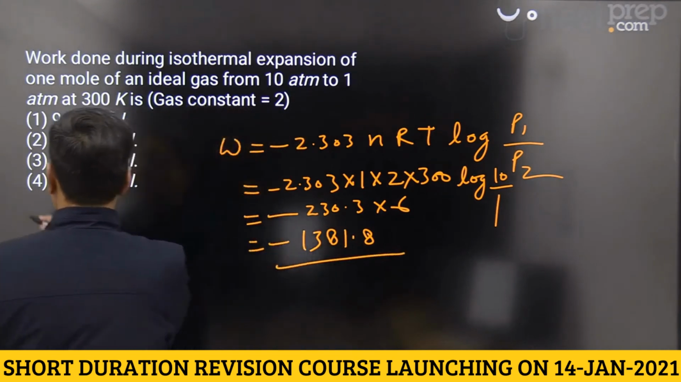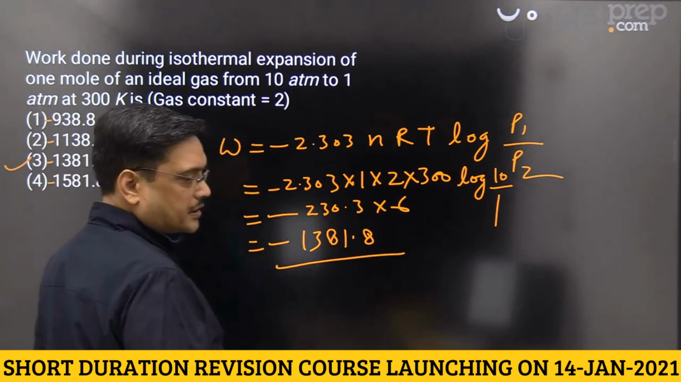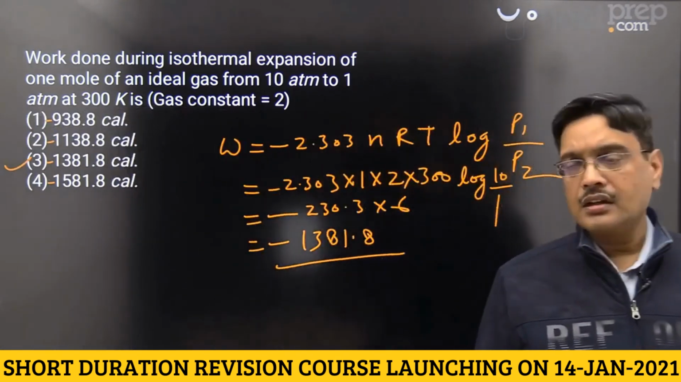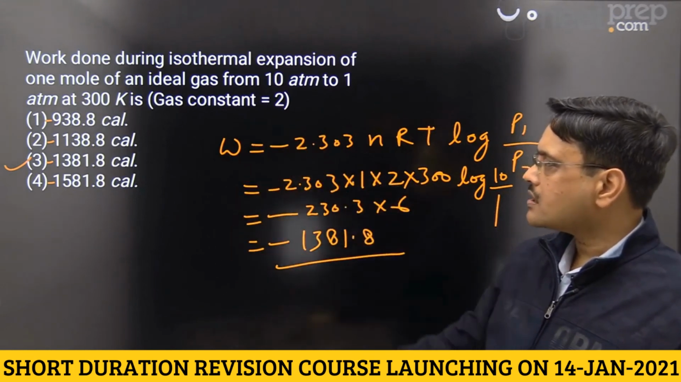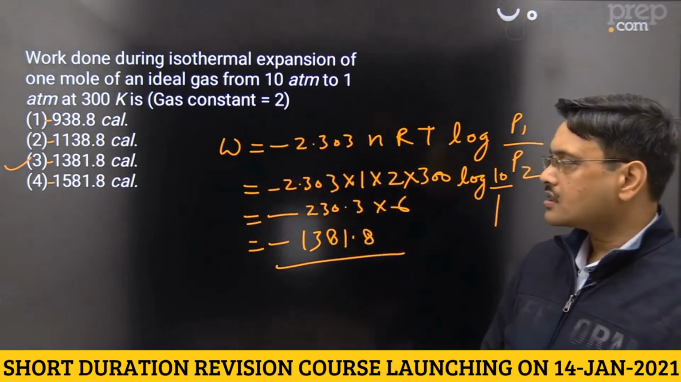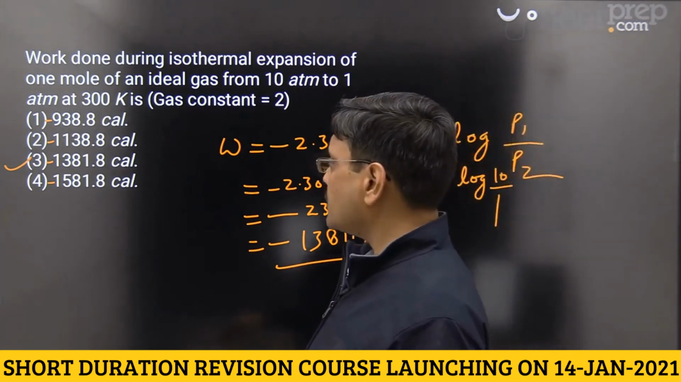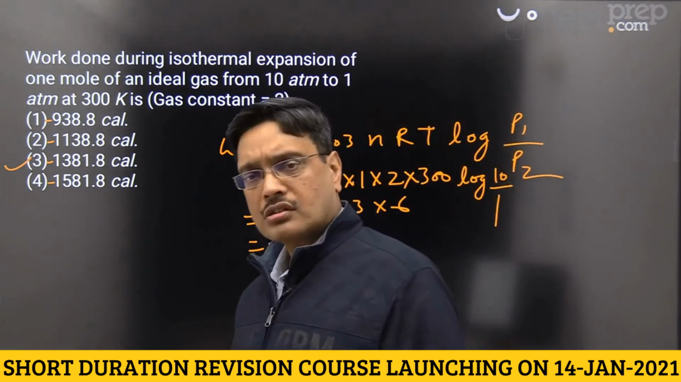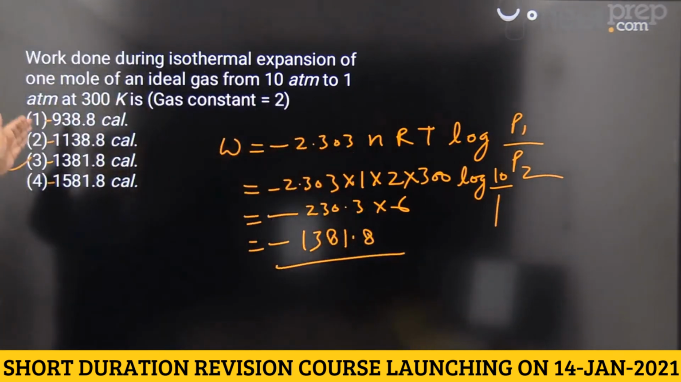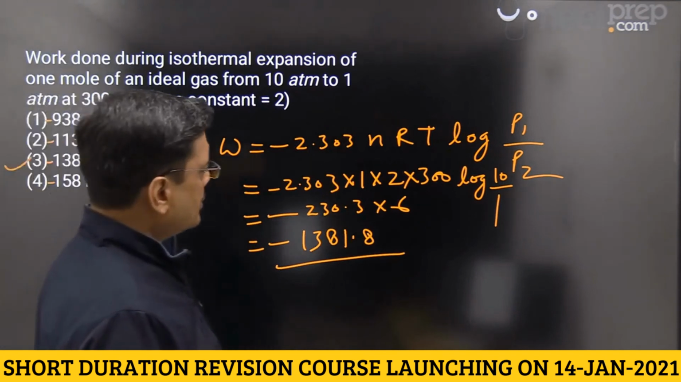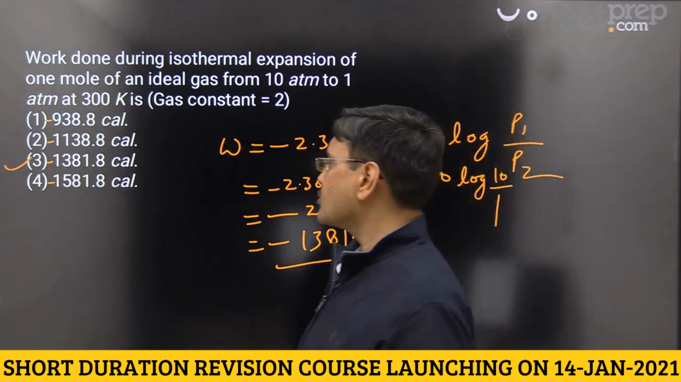1381.8. This is the answer, but the sign should be negative here, because this is the case of expansion. So third is the correct answer, but sign should be negative. Here something is wrong. In all options negative sign are placed. So this is the question, 1381.8 calorie.